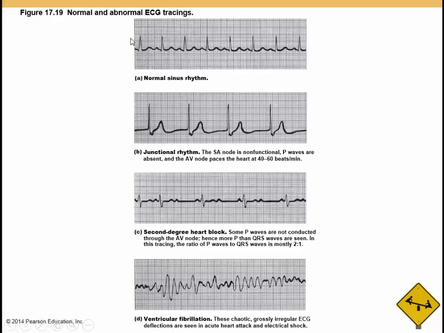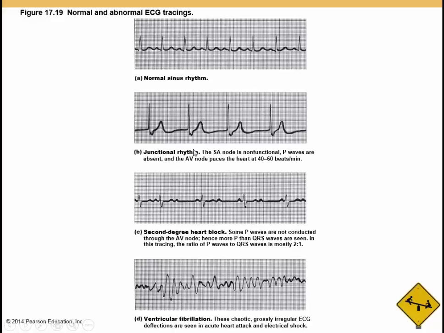We were just looking at one beat, but obviously when we record this, we're going to look at them over time to see what happens. Here's a normal sinus rhythm. So we have 1, 2, 3, 4, 5, 6, 7, 8 heartbeats recorded here. And you can see your P, QRS, T, P, QRS, T. You can see everything's nice and evenly spaced. So nice normal sinus rhythm.